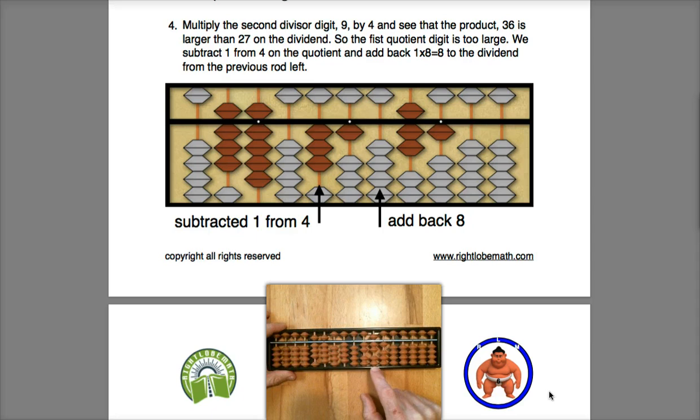So again, my first quotient digit is too large, so I'm going to take one away, and then I'm going to multiply 8 times the one I took away, which is 8. So I need to add back 8 here on the Soroban, and so I do that like this. So now I'll have 107 on the Soroban.